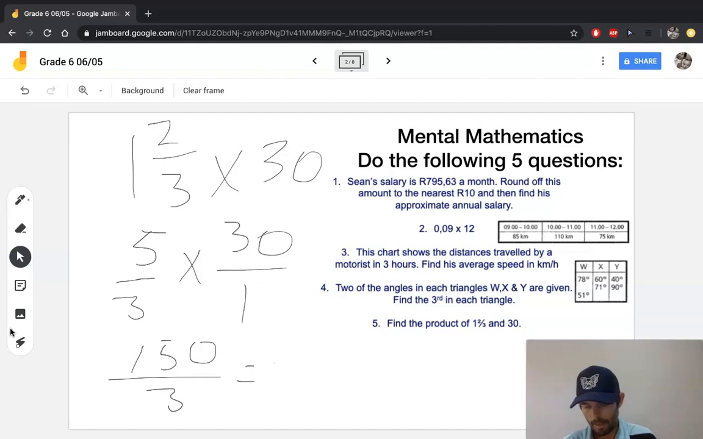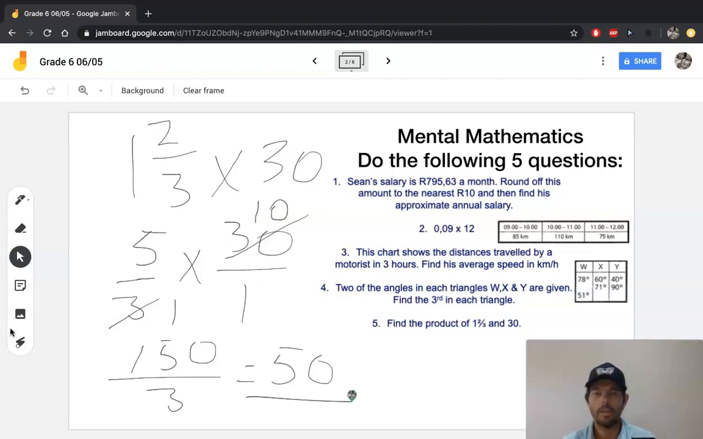Okay, alternatively, you can cancel out diagonally. 3 goes into 3 once, and into 30 10 times, and then 5 times 10 is also going to give you your answer of 50.